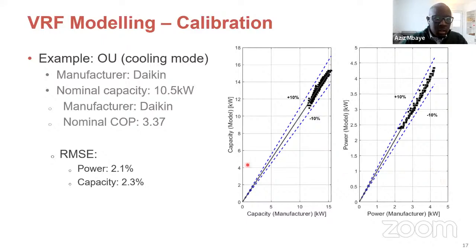And as we have previously shown for the indoor unit model, we set a calibration example for the outdoor unit using an outdoor unit of 10.5 kilowatt from Daikin, and we have here the calibration result. The first diagram is the capacity result, and the second one is the power result. And we also have a very small error for the capacity and the power consumption. So at this stage, we have developed the VRF model, and we are able to find its parameters by calibration.